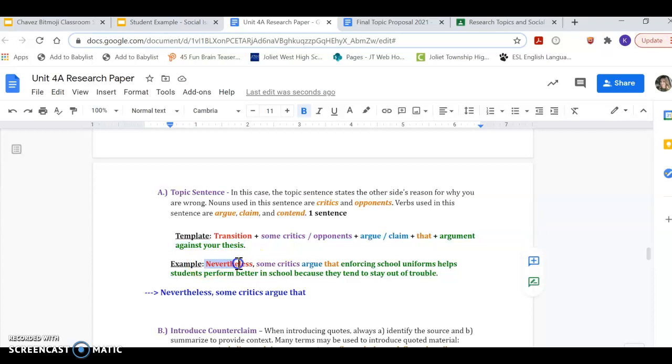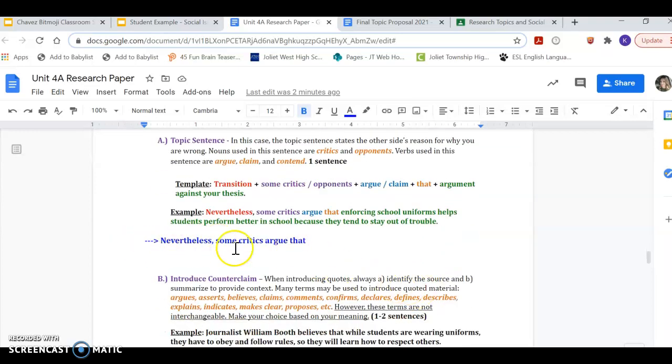So in the example of school uniforms, I say, "Nevertheless, some critics argue that enforcing school uniforms helps students perform better in school because they tend to stay out of trouble." So my transition is in red, my noun is in purple, my verb is blue, and then the opposing argument. And the opposing argument has to relate to my quote that I just found. So again, that's why it's nice to have your quote as the foundation to fill in the rest of the pieces. So now we already started this out for you. Nevertheless, some critics argue that. You're just filling in the blank with the opposing viewpoint's argument.